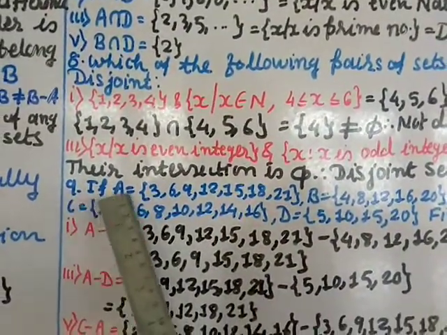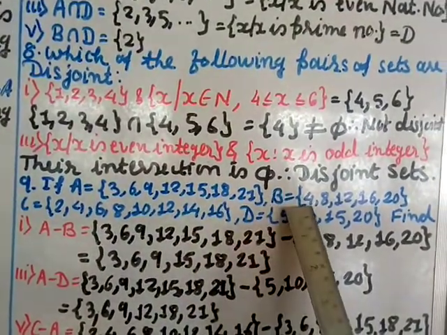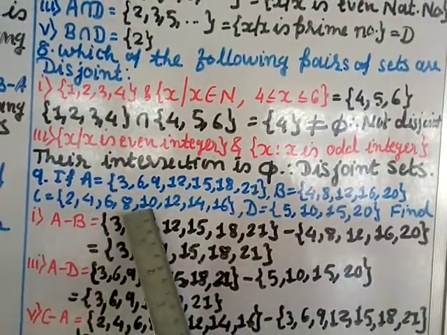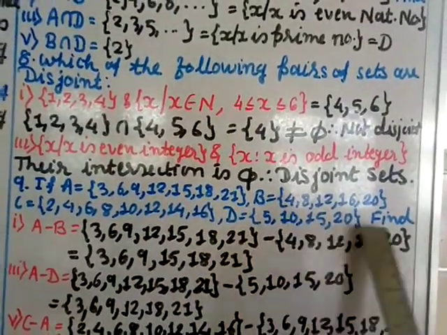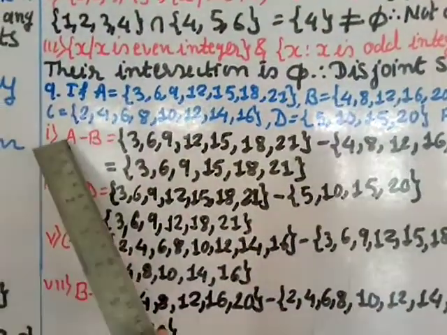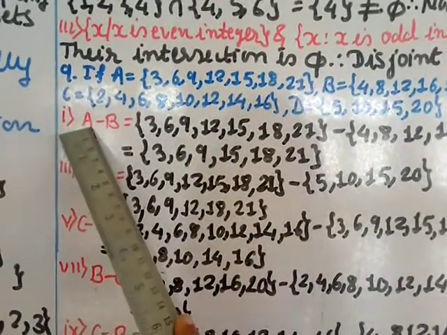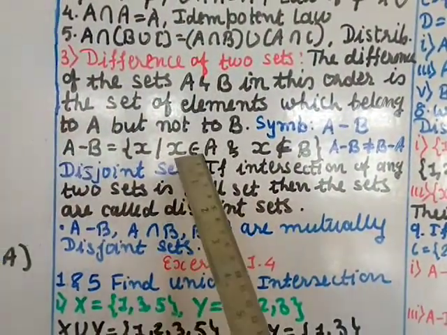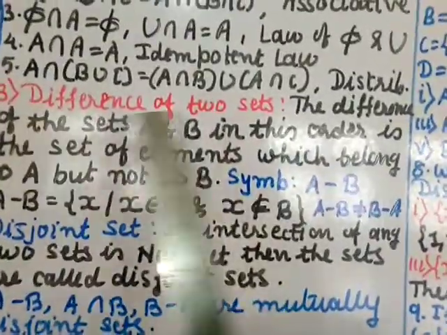Question number 9. If A is equal to {3, 6, 9, 12, 15, 18, 21}, B is equal to {4, 8, 12, 16, 20}, C is equal to {2, 4, 6, 8, 10, 12, 14, 16}, D is equal to {5, 10, 15, 20}, then we have to find the difference. First is A minus B. A minus B means all the elements of A, but if they exist in B, then we do not take them. A minus B means the elements should be in A but not in B, in the first set but not in the second set. That is the difference of two sets.